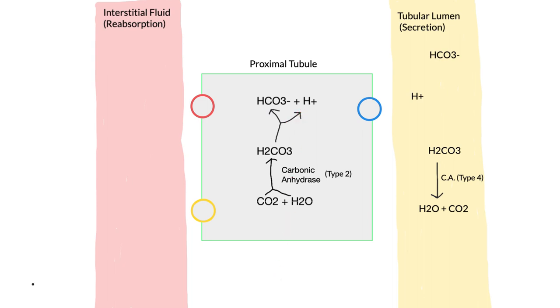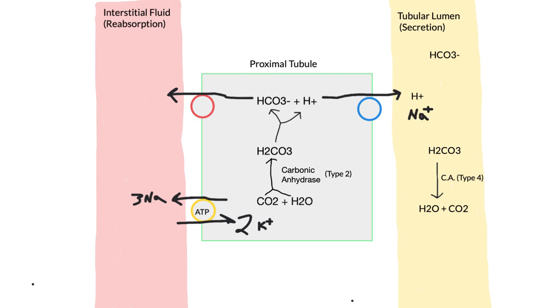Now remember, our two goals are to secrete hydrogen into the tubular lumen to be excreted in the urine, as well as reabsorb bicarbonate into the interstitial fluid, which will eventually lead to the peritubular capillaries. Before we talk about hydrogen secretion, we need to mention this transporter, which is our sodium-potassium pump. This transporter is going to use ATP to kick out 3 sodium ions in exchange for 2 potassium ions.